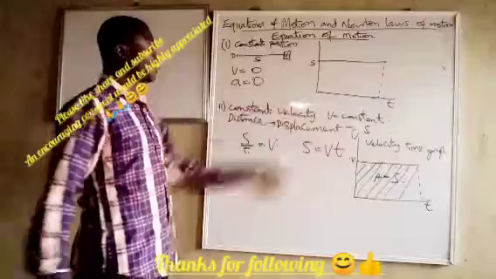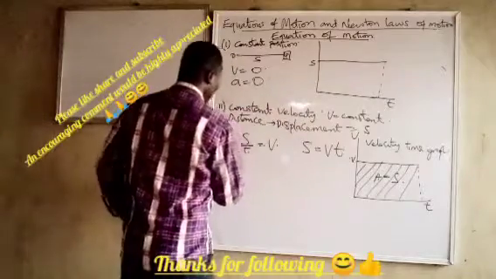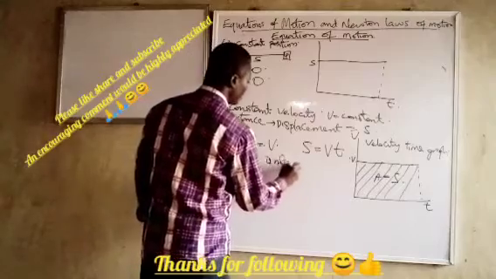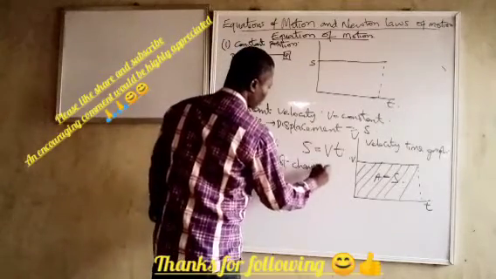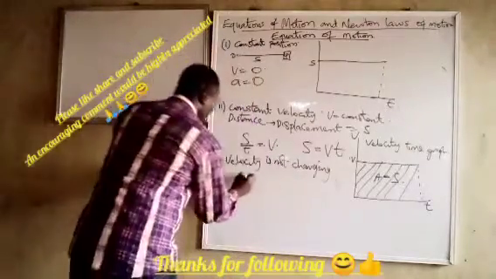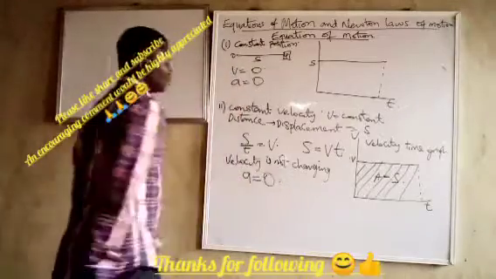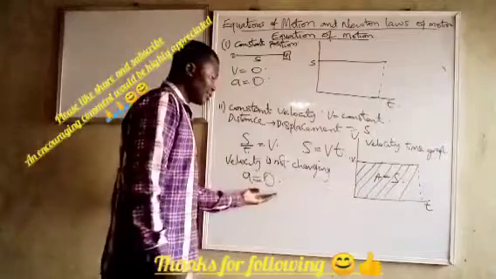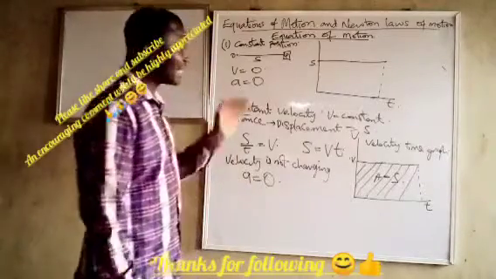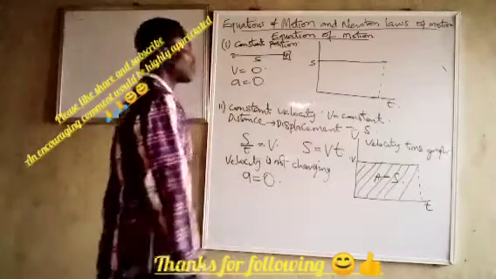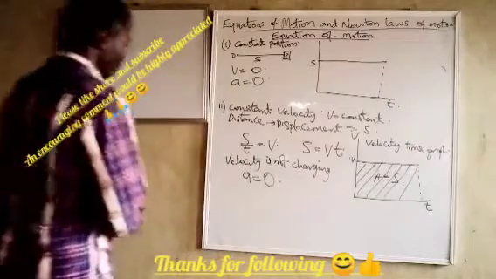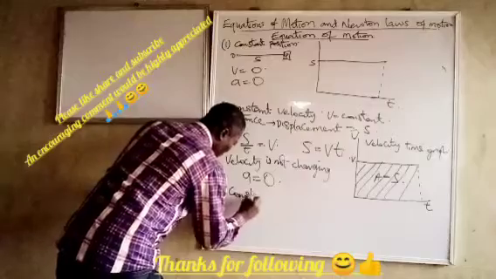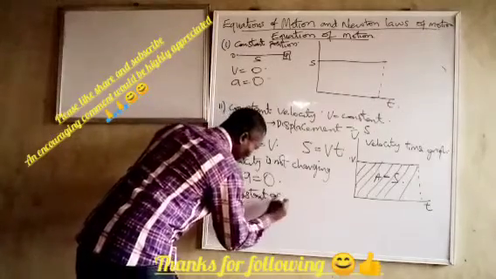And when the velocity is constant, what happens? Velocity is not changing. So, what do you get? A is equal to 0. Acceleration is equal to 0. That is when you have constant velocity. Now let's look at when we have constant acceleration.